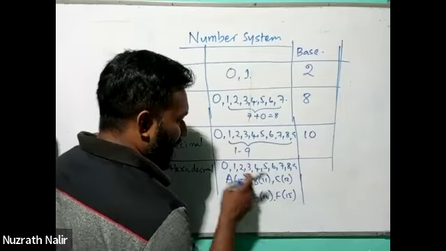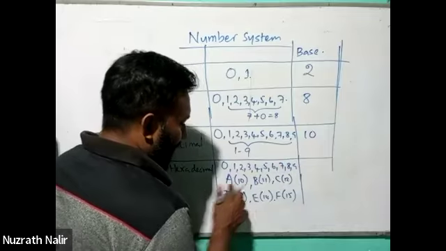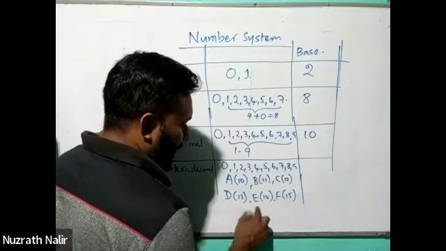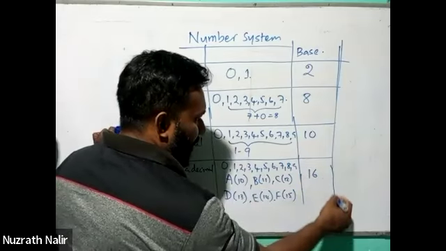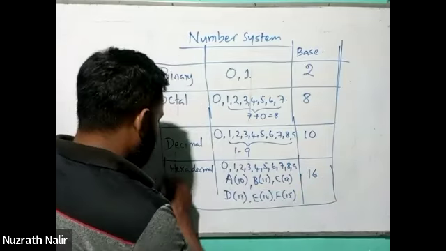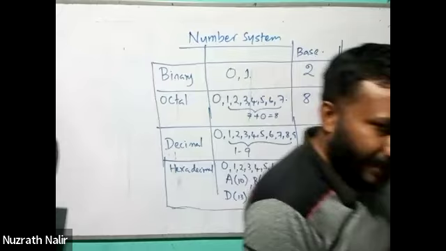How many numbers are there? 1 to 15, F: 9, 10, 11, 12, 13, 14, 15, plus 0, 16. So that's why for the base of the hexadecimal we use 16.